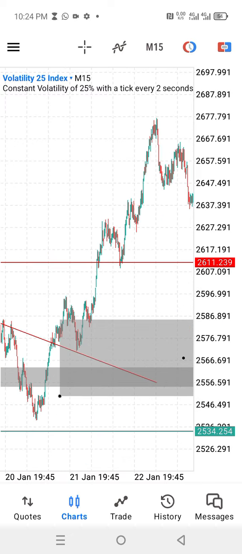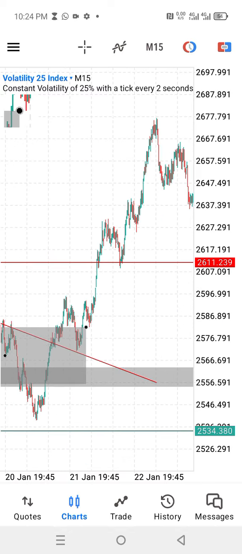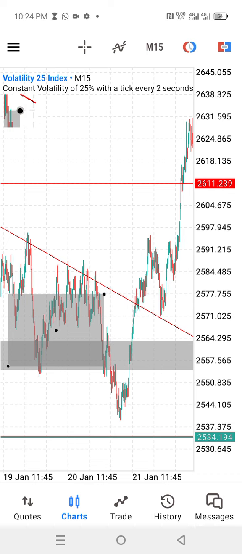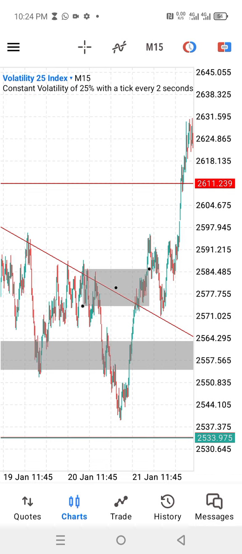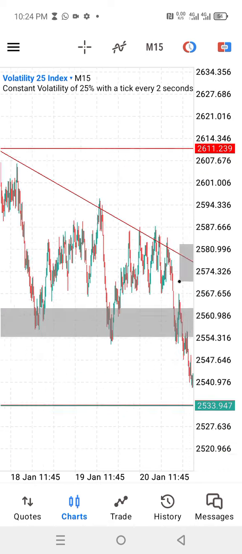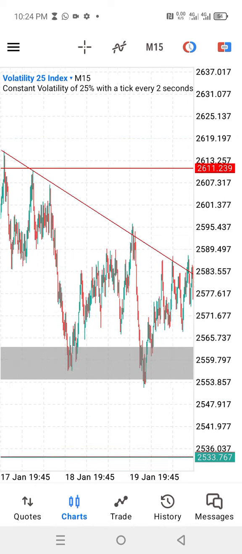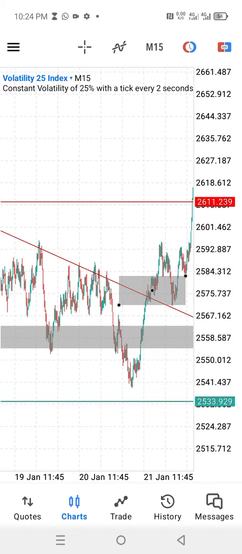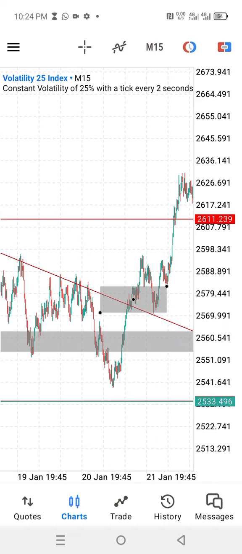You don't have to complicate things. If it's not there, it's not there. Just move to the next pair. This was the break. Look at the break. This is where I was telling you that I lost about 50% of my account at this point.